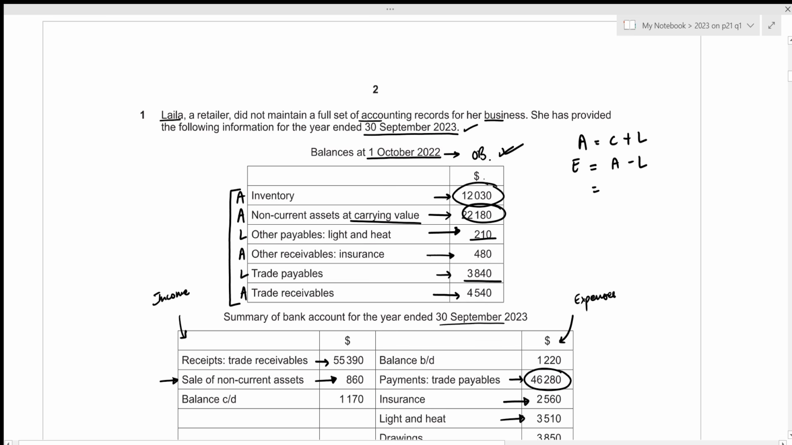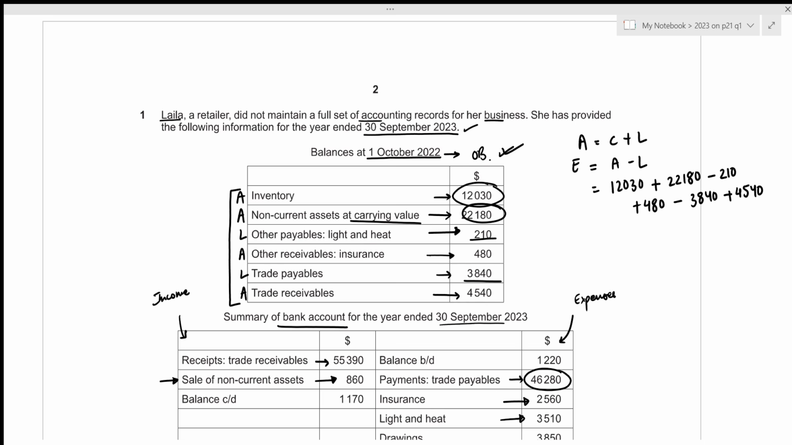So equity is just going to be asset minus liabilities. Let's do that. So first asset we have is inventory, 12,030. Then we have our non-current asset of 22,180. Then we have a liability of 210. We need to subtract it. We have an asset of 480. We have another liability of 3,840, and we have another asset of 4,540. And also remember that we have our bank account right here. And bank will be an asset if its opening balance is on the debit side.